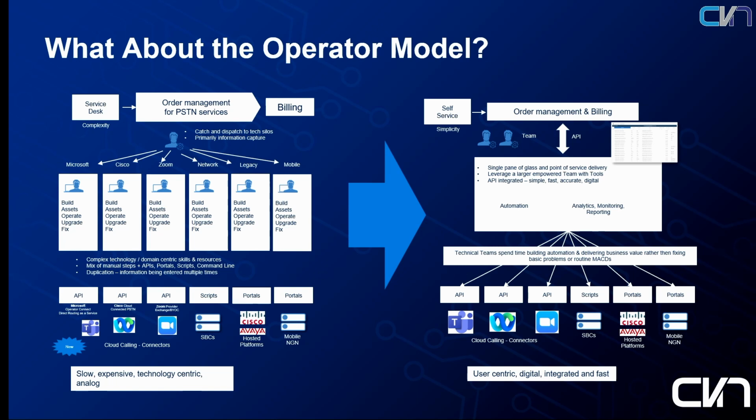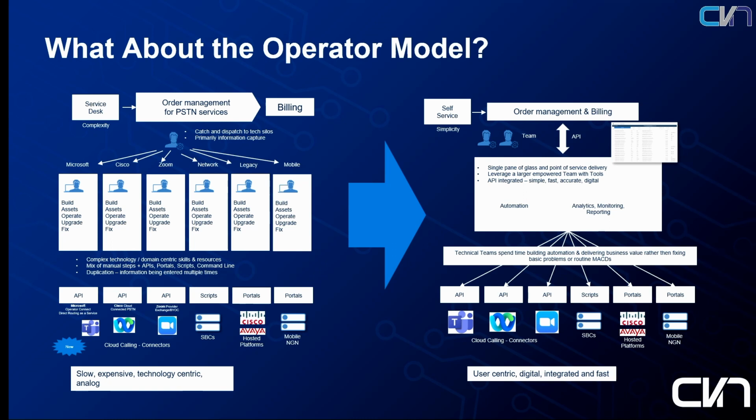Now what about the operator model, right? We've talked a lot about enterprise and the MSP, but what about the operator? So right now in Teams, we've got direct routing. You've got direct routing as a service. You've got Operator Connect. You've got Teams Mobile. You've got calling plans. Well, if you're an operator getting into the direct routing as a service and/or Operator Connect model, how can this help you?